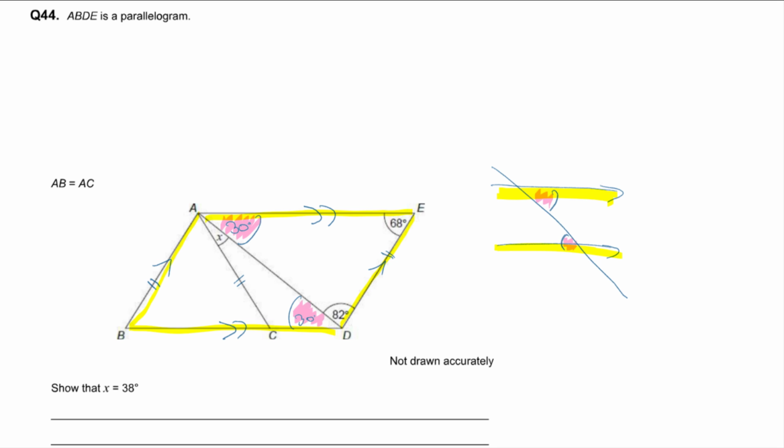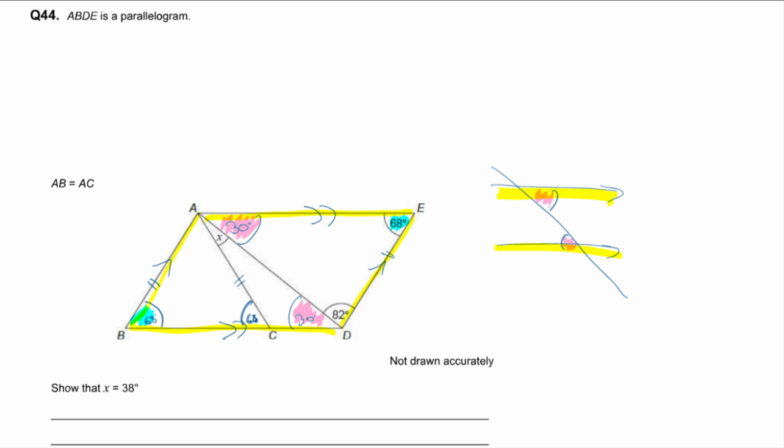But I do know that opposite angles in a parallelogram are equal. So that angle there and that angle down there must be the same because it's a parallelogram. So that angle there is 68. So if that angle there is 68 and that angle there is 68, and this is an isosceles triangle, then this one must be 68 as well.